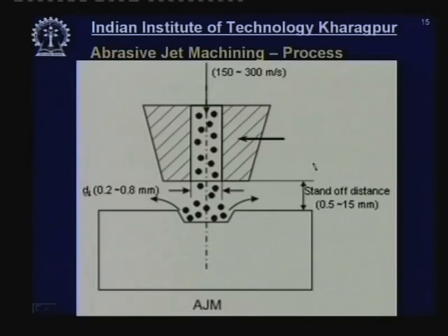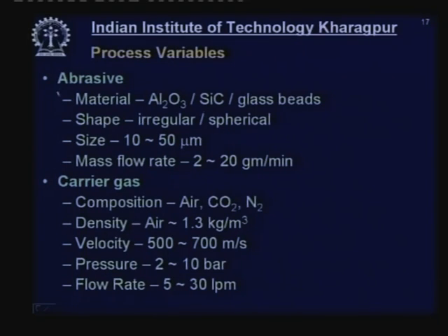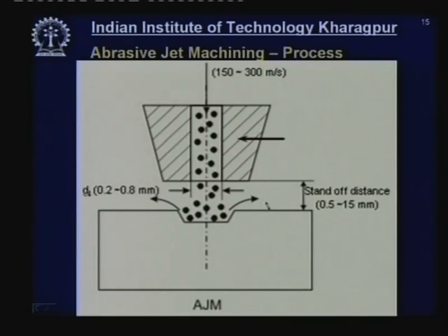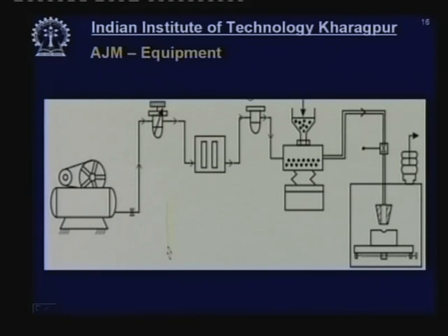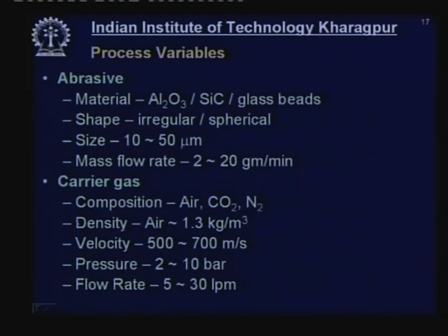Now, as we have discussed earlier, we require a gas to propel those abrasive particles. So, other than these abrasive particles, this carrier gas would also play an important role. Generally, air can be used, or else carbon dioxide or nitrogen. If you are using carbon dioxide or nitrogen, then you do not require the compressor. Instead, you will issue the gas from a gas cylinder. So, as a carrier gas, typically air, carbon dioxide and nitrogen are used.